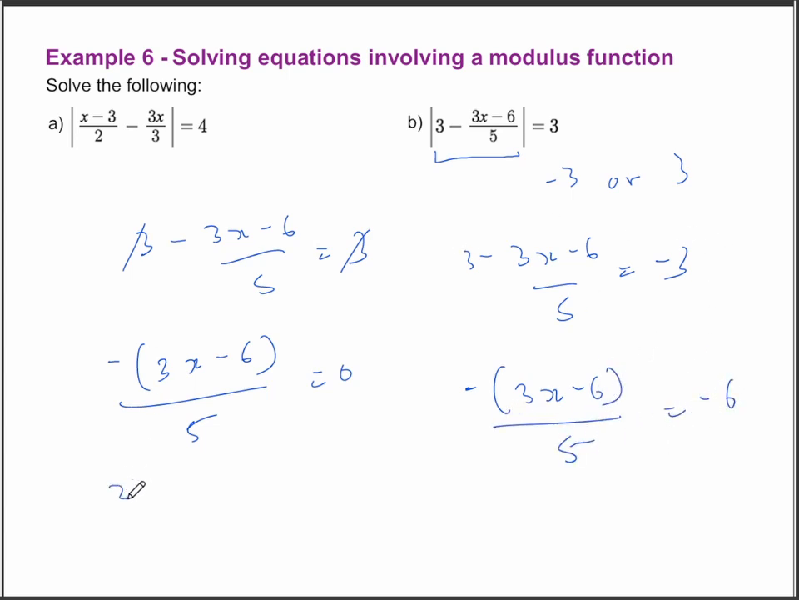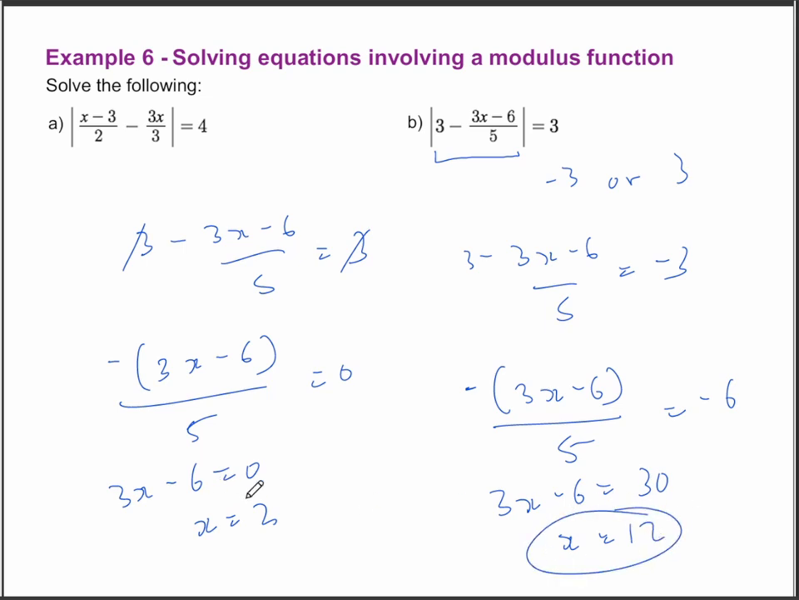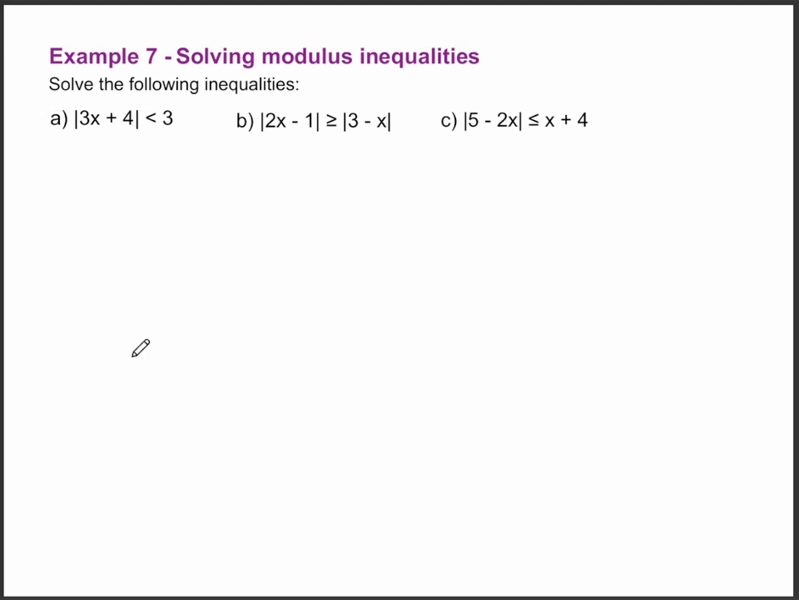With this right here, we just get that 3x minus 6 equals 0, which gives us x equals 2. And here we get that 3x minus 6 equals 30, which gives us that x equals 12. So these are going to be our two answers, x equals 12 and x equals 2 for B. Lastly, we go on to inequalities. And the first one, we want the 3x plus 4 to be between -3 and +3.